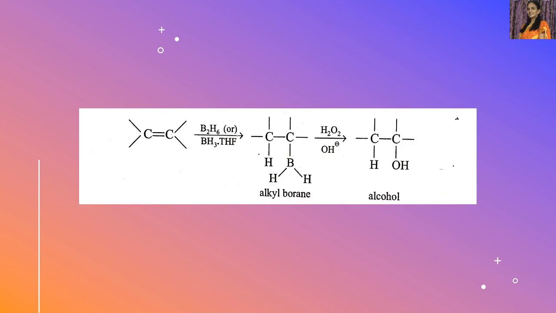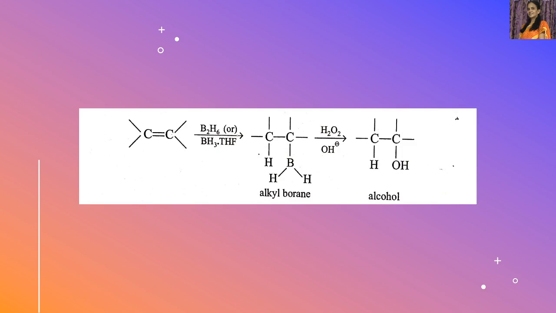So when this alkene combines with diborane or BH3·THF, what happens? We get an alkyl borane, an addition product. This alkyl borane undergoes oxidative cleavage, that is oxidation with the help of hydrogen peroxide as an oxidizing agent in presence of a base or alkali, to form an alcohol. So BH2 becomes OH here. Okay. So this is the addition of diborane to alkenes.